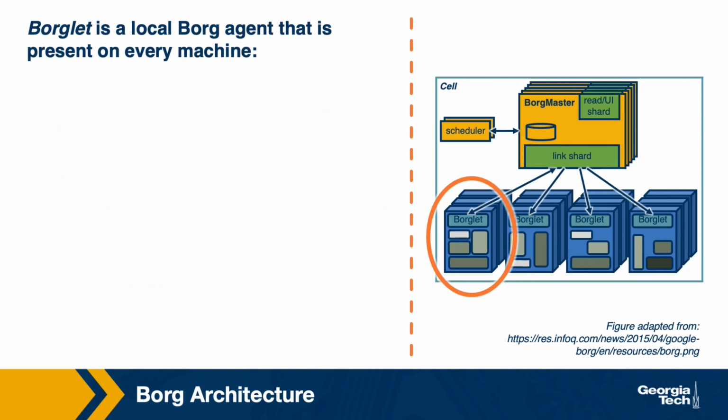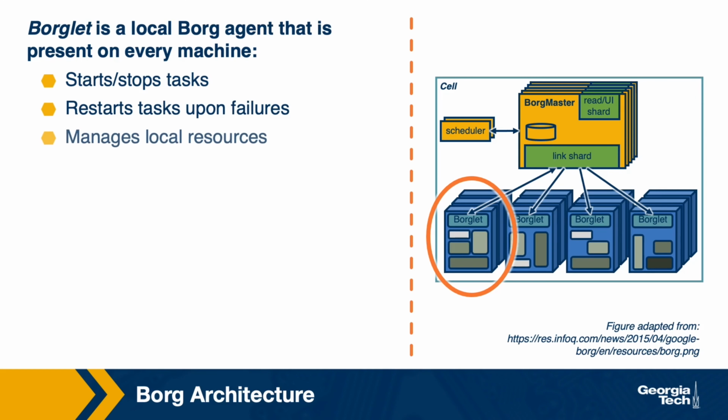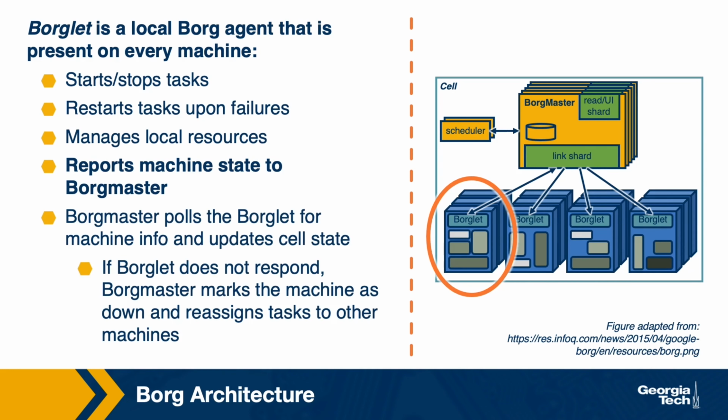And then we have the Borglet component. The Borglet is like a local Borg agent that's present on every single machine. It's responsible for actually dispatching the task, to start and stop the task, and restart the task upon failure. It's responsible for the management of local resources, and also importantly, it's responsible for reporting the machine state to the Borg master. The Borg master actually polls the Borglet for updates on the machine resources, and based on this information, it updates the state of the cell. If the Borglet doesn't respond, the Borg master will assume that the machine is down and it will reassign the tasks to other machines.